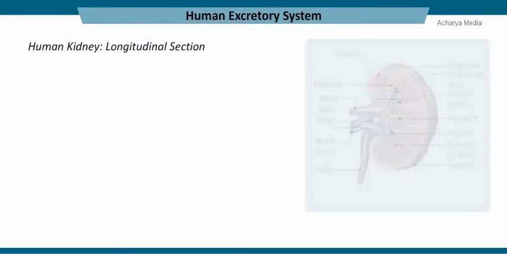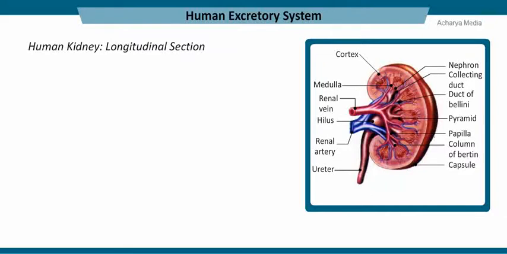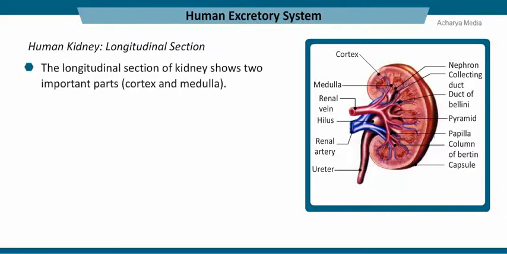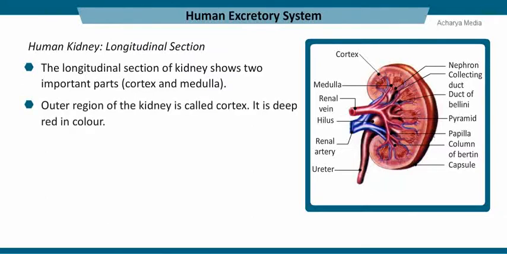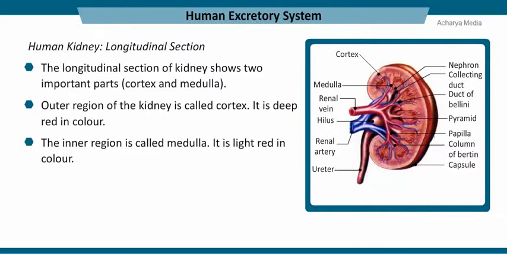Longitudinal section of human kidney. The longitudinal section of the kidney shows two important parts. They are the cortex and the medulla. The outer region of the kidney is called the cortex. It is deep red in color. The inner region is called the medulla. It is light red in color.